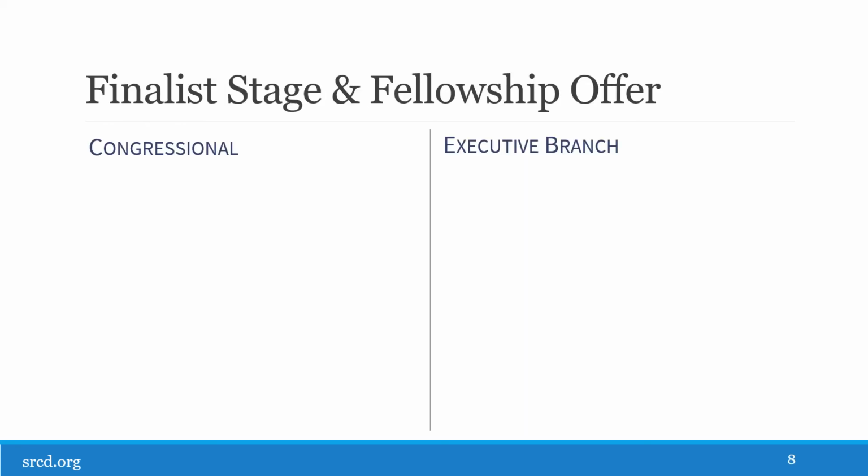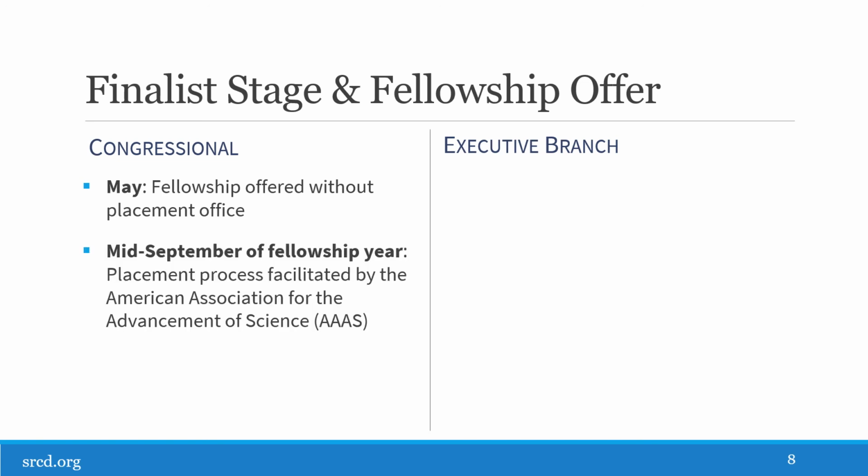After the in-person interviews in DC, select applicants will be notified they have made it to the finalist stage. The placement and offer processes are slightly different for the congressional and executive branch placements. For congressional fellowships, select finalists will receive a fellowship offer in May prior to receiving placement in a congressional office. The placement process starts in mid-September, which will be organized by our AAAS partners with assistance from SRCD staff.